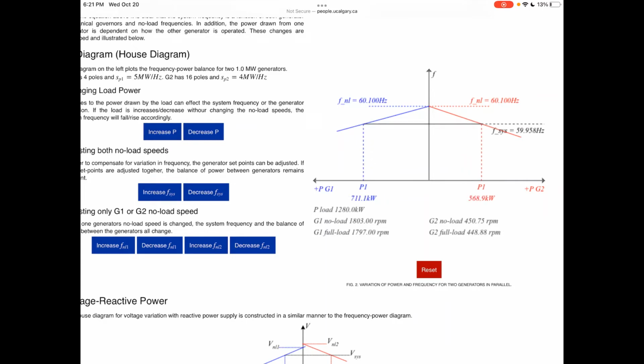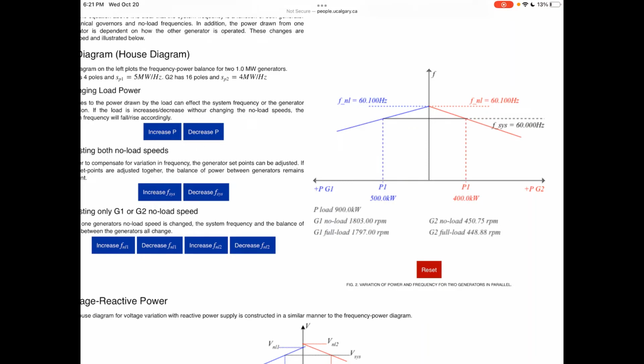Obviously, each generator will have a capacity. So if you're increasing the power, sometimes one of the generators will hit its maximum. It cannot go beyond this value, and that means you cannot hit this. Otherwise, you will burn your generator winding. Okay.